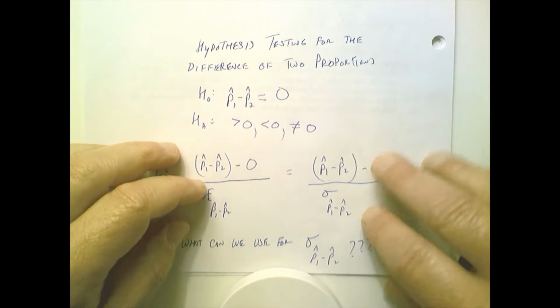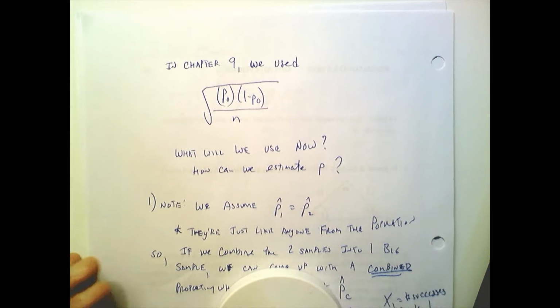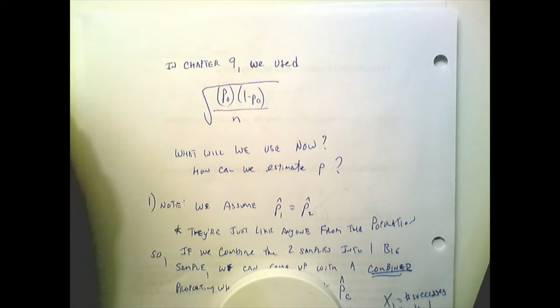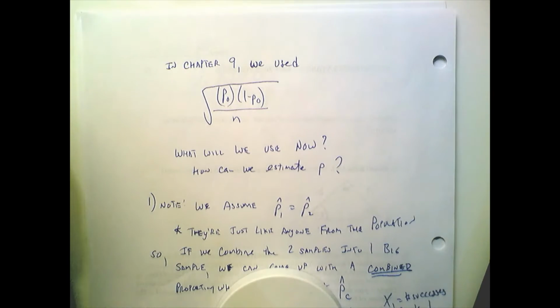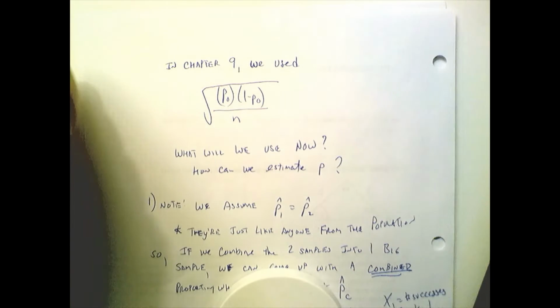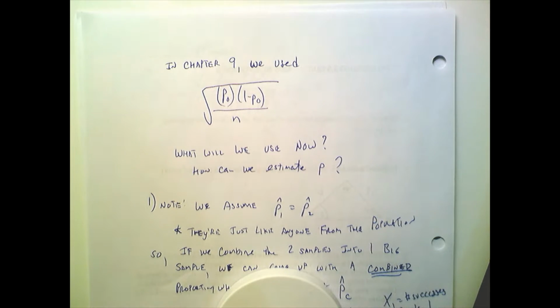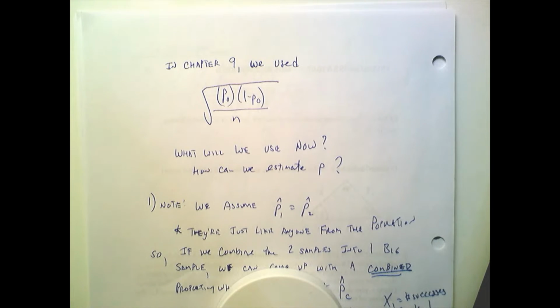The question is, what do we use for that standard deviation of p̂₁ minus p̂₂? If we recall from chapter 9, our null hypothesis was that the proportion was equal to p₀, whatever our null hypothesis proportion was. That's what we used. But this time, now that we're working with two samples, how are we going to estimate p? It can't be a p₀, by the way. We'd almost think that value is 0, if you think about the difference of two means with both proportions being equal.